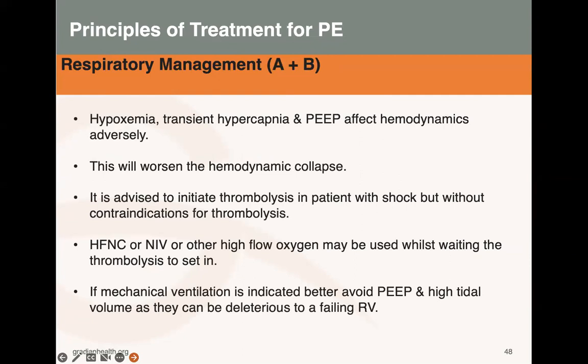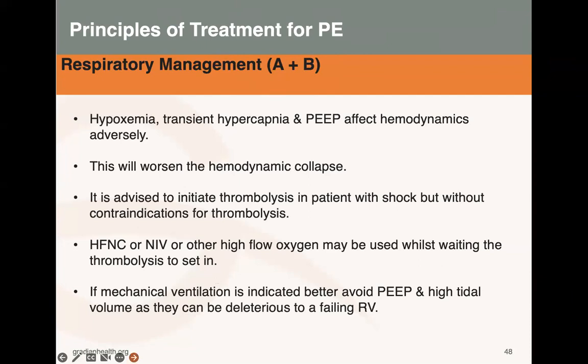So we have to remember, if the patient has come to a stage where they have cardiogenic shock, the hypoxemia will worsen. If you put them on the ventilator and you have your PEEP, all these will affect your hemodynamics, and we have to think that these will worsen their hemodynamic collapse. So it's important to initiate less invasive or non-invasive support, like high flow nasal cannula or non-invasive mask, while we're waiting for the breaking of that clot to set in. Because that clot is there, it's causing obstruction. This results in congestion.